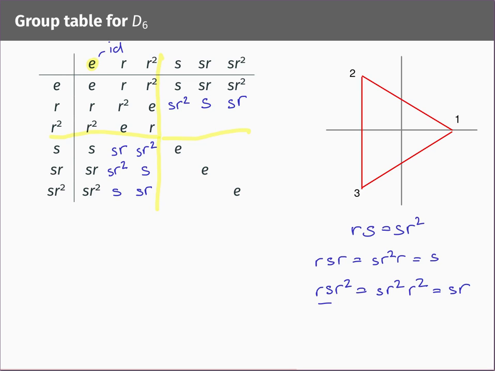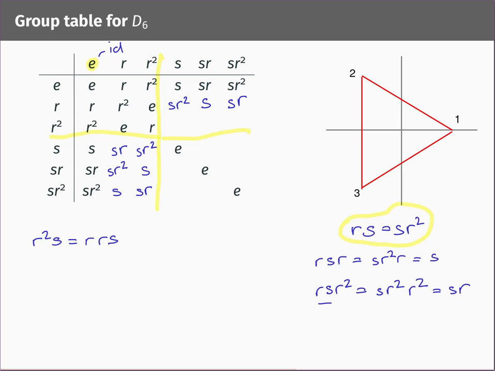So we now have to work out things like R squared times S. How can I do R squared times S? Well, I could think of this as R times R times S, because what I really want to do is move the R's over to the right, and I know how to move an R through an S because of this relation here.